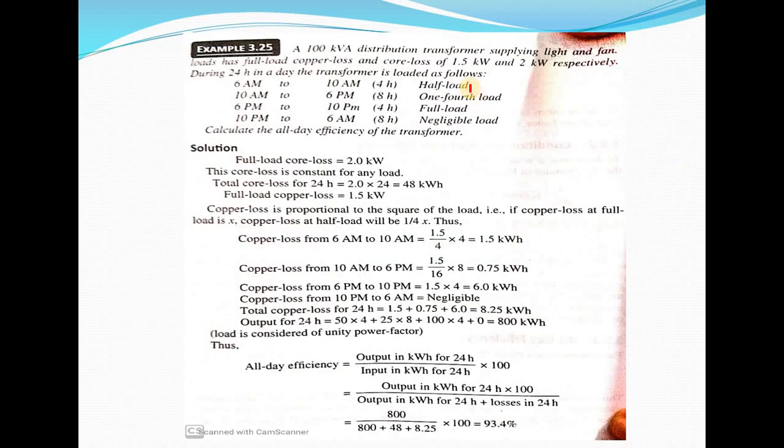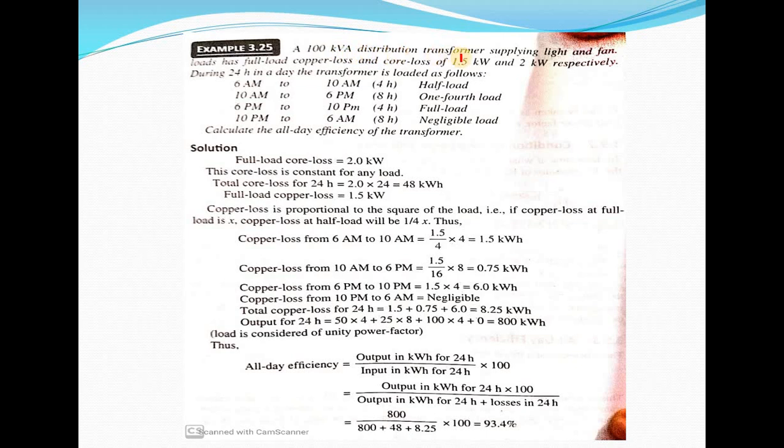Now come to another numerical, how to solve a numerical based on all day efficiency. In all day efficiency, the load cycle will be given to you. Suppose 6 a.m. to 10 a.m., 4 hours at half load, then another period at 1/4 load, this is full load, and this is negligible load, or no load. So at each load we'll calculate the copper loss. We are given the full load copper loss.